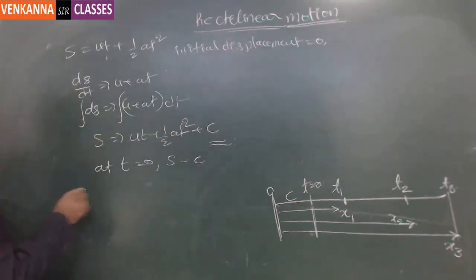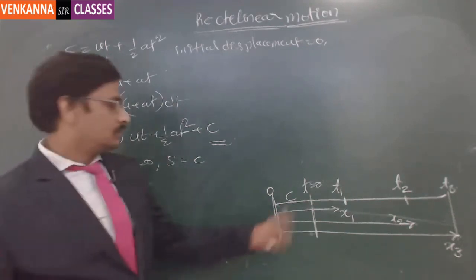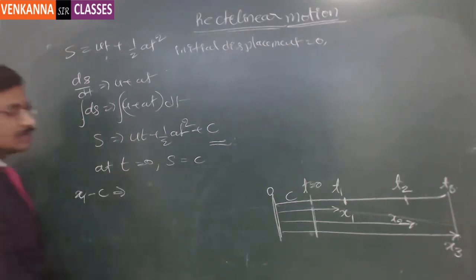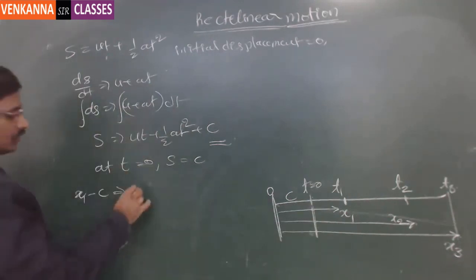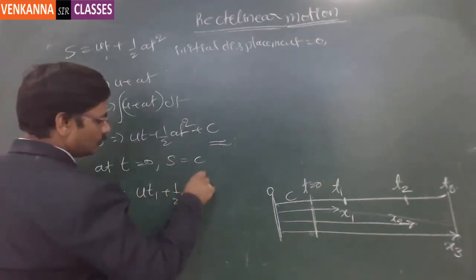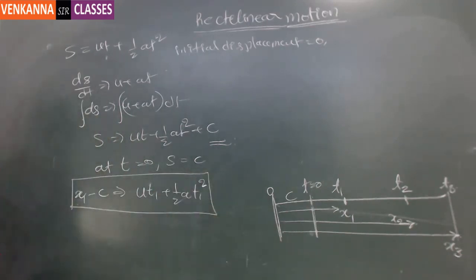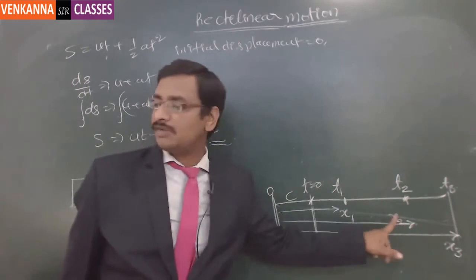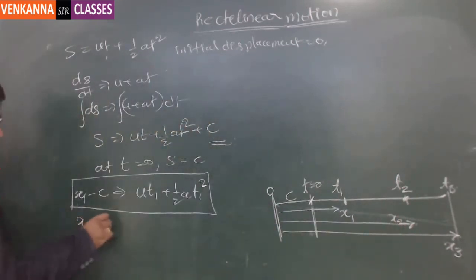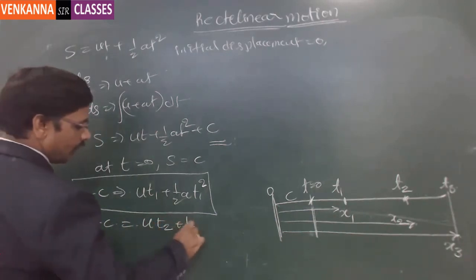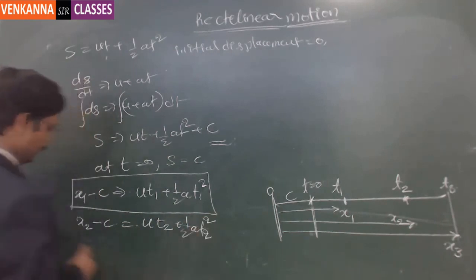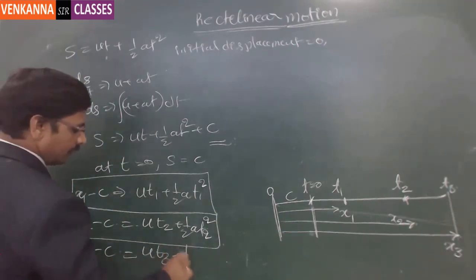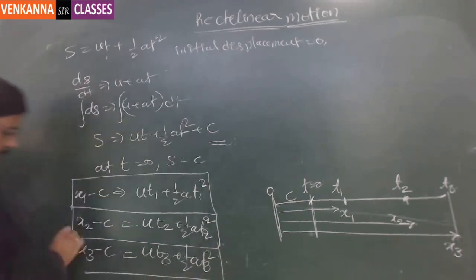So s minus c is equal to... s is now x1. To travel a distance of x1 minus c, it took a time of t1, because t is equal to 0 to t is equal to t1. That means this equation: ut1 plus half a t1 square is the x1 minus c value. Similarly, to travel from here to here, it took a time of t2 and it traveled a displacement of x2 minus c. So x2 minus c is equal to ut2 plus half a t2 square. Similarly, the third relation is x3 minus c is equal to ut3 plus half a t3 square. So these are the three relations.